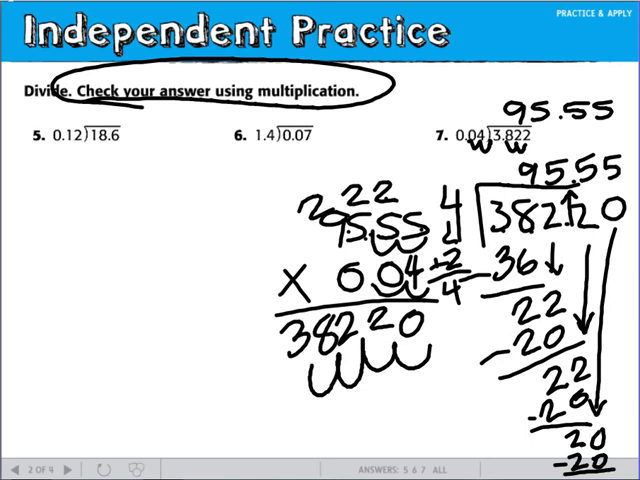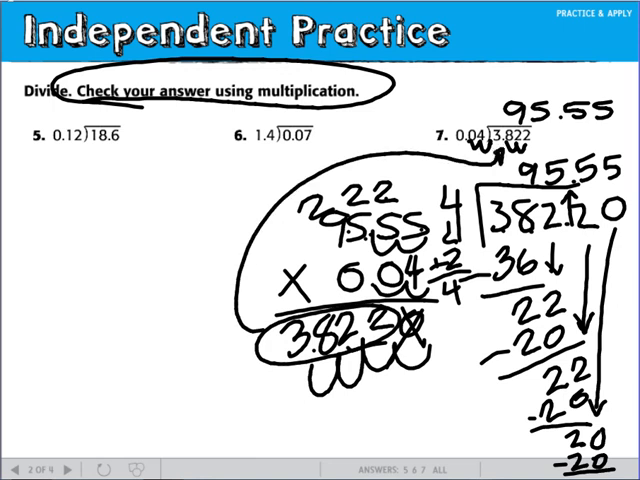I have 3 and 822 thousandths because I can get rid of that 0. So this is equal to that, which makes my answer correct. Yes? I did number 7. Are you guys good to go? All right.